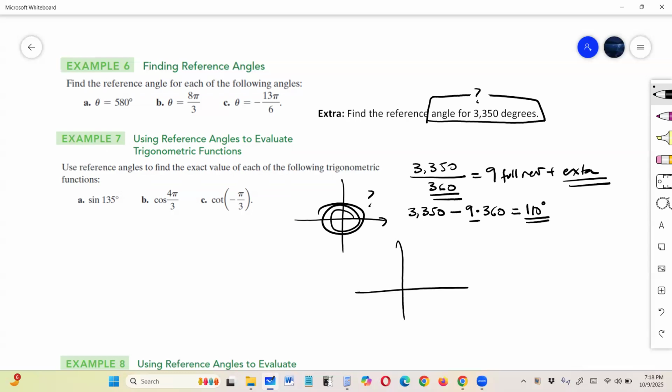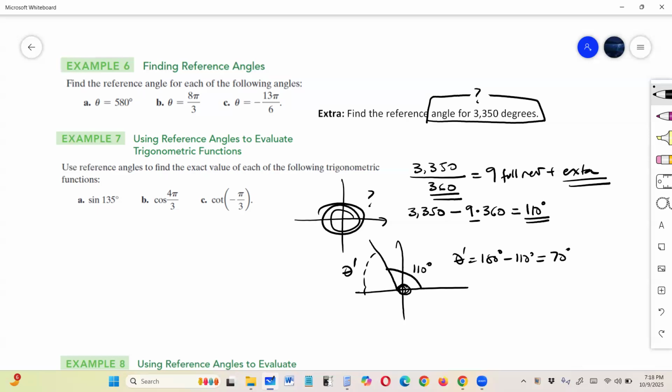So here I am, I go 9 times, and then my last lap I stop right here, 110. So you can see that the reference angle is again here. And I am going to do on the second quadrant, 180 minus 110, which is 70 degrees.